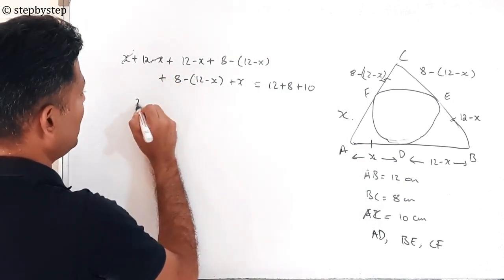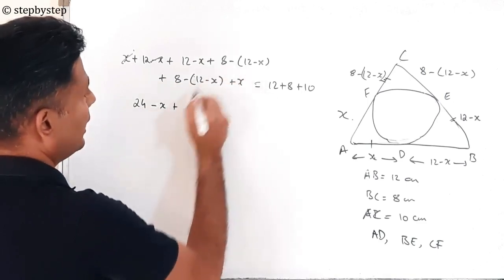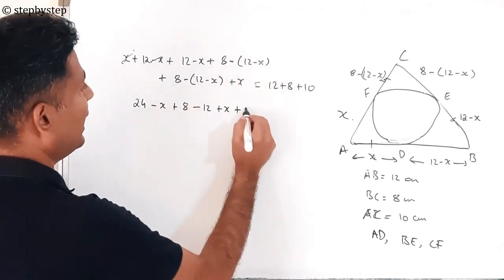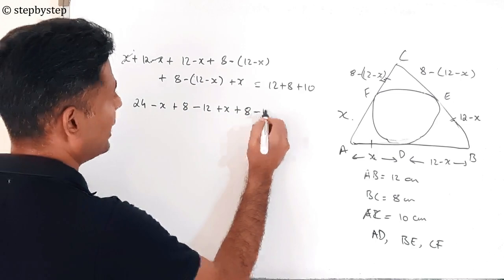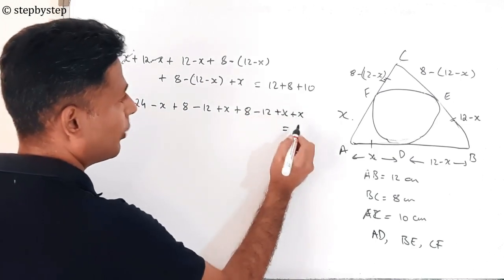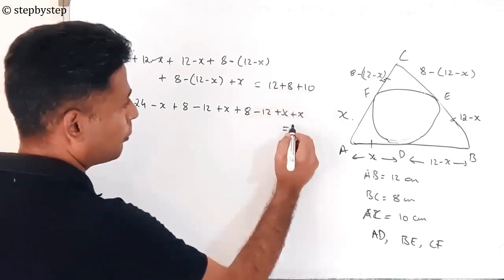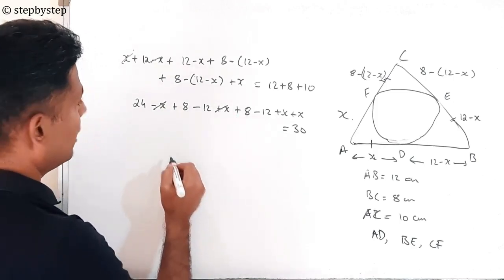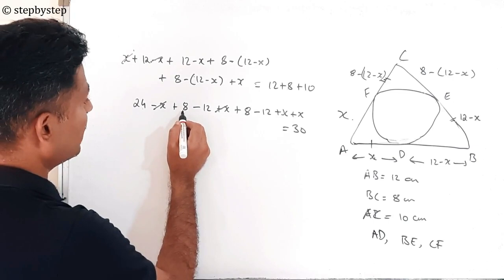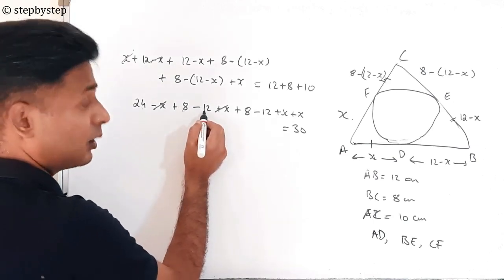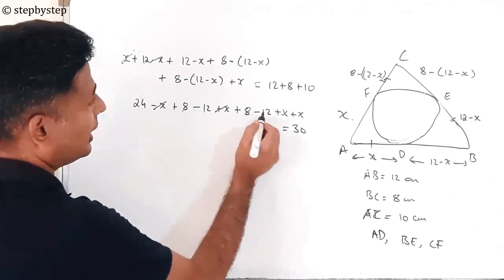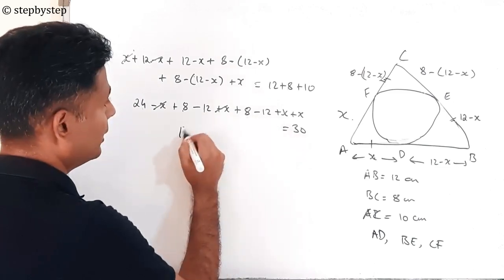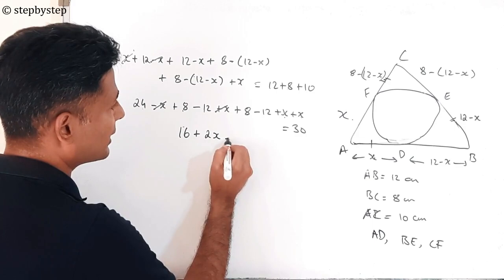I get 12 plus 12, 24 here, minus X plus 8 minus into plus minus 12 minus into minus plus X plus again 8 minus into plus minus 12 plus X equal to 12 plus 8, 20, 20 plus 10, 30. Now again I have minus X here, plus X here, which cancels. I have 24 plus 8, that is 32, 32 minus 12, 20, 20 plus 8, 28, 28 minus 12 is 16, and 16 plus 2X equal to 30.